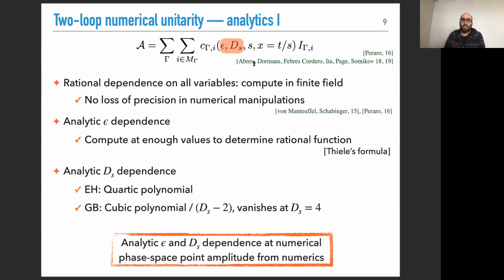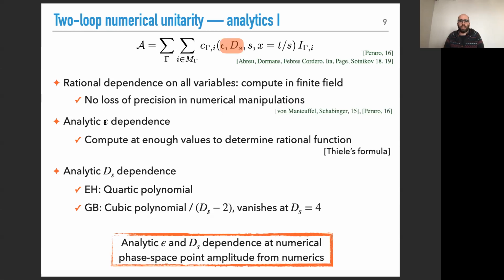Okay, and these coefficients have a rational dependence on all these variables. And so it's natural to do this calculation in a finite field where you only use rational numbers that you project into a finite field. And so you only have integers in the finite field. And the advantage of doing this is that there's no loss of precision in any numerical manipulations. So it's a very efficient way to do this calculation where you don't need to worry about losing precision in a numerical calculation.